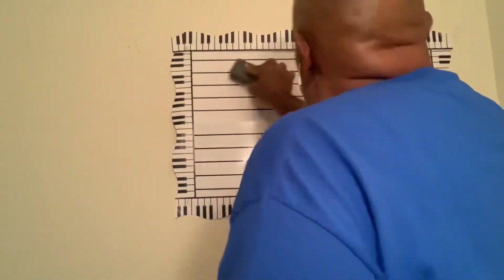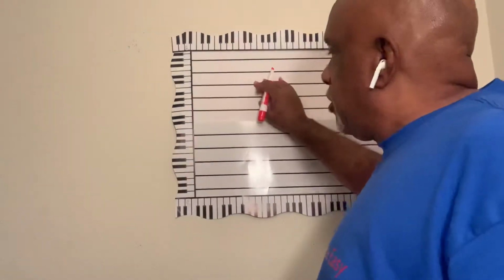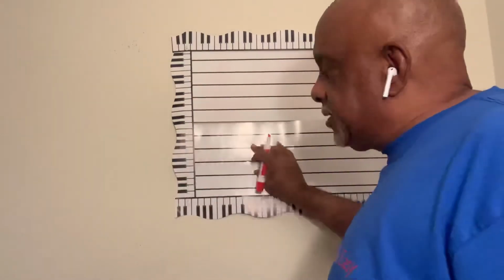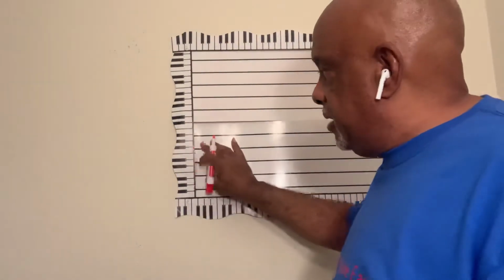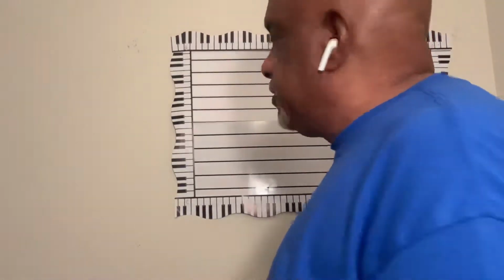All right. Now, let's look at the letter names of the lines and the spaces on the staff. We're going to be looking at the letter names of the treble clef or G clef, and the bass clef or F clef. So let's start with the treble clef.